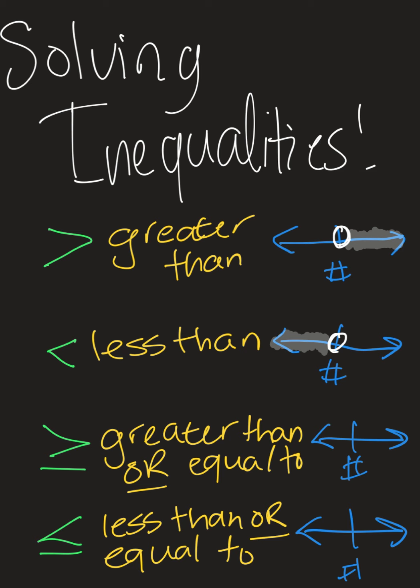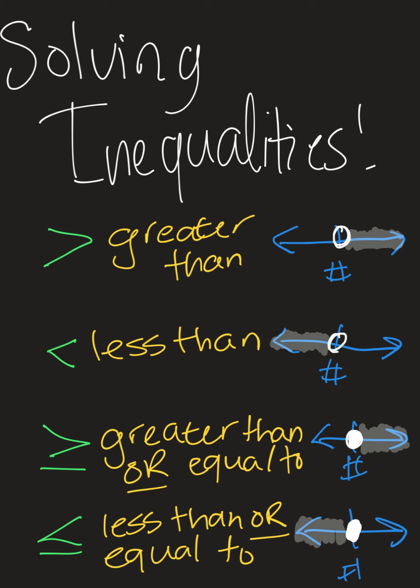Now when we get to greater than or equal to, I'm going to put that circle, but I'm going to fill that circle in because we do include that number in our data. I'm also going to shade to the right, like I did for the regular greater than symbol. And finally, we have less than or equal to. So I'm again going to fill in that circle, a closed circle, and shade to the left.